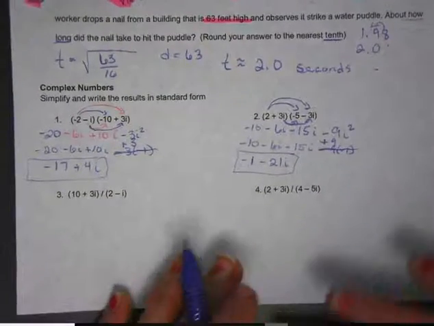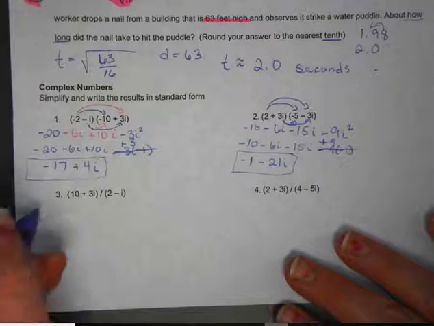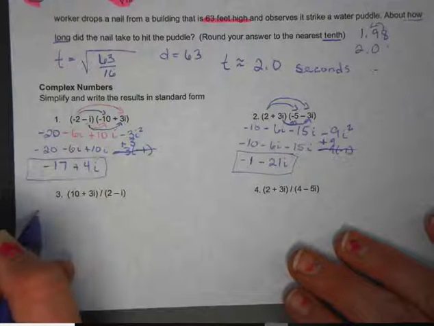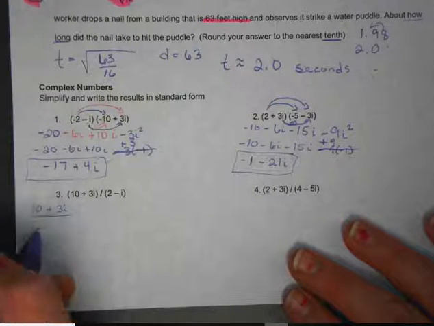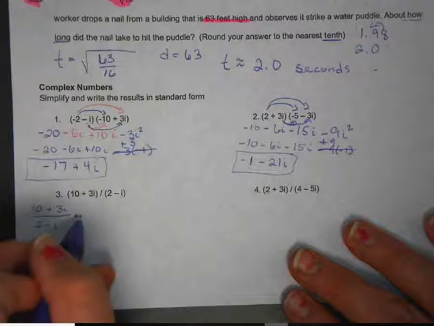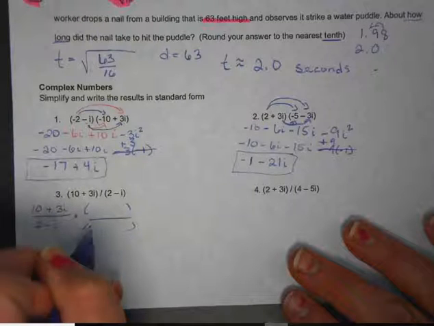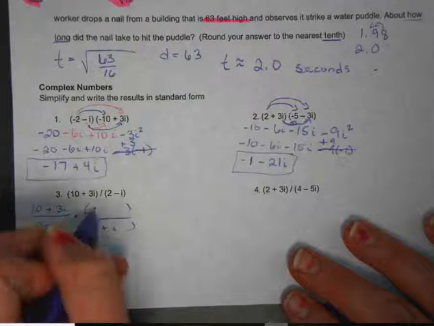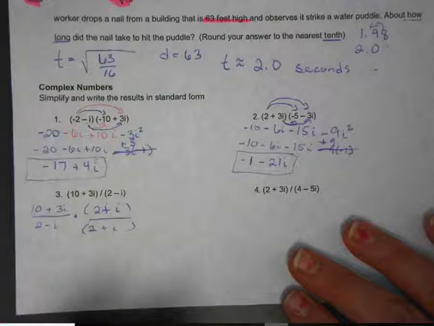All right. So now we have our 10 plus 3i over 2 minus i. Now we don't like having i's in the denominator. So we're going to go ahead and rewrite this as a regular division problem, make it a little easier to see. And remember, to get rid of i's in the denominator, we need to rationalize the denominator. So to rationalize the denominator, we're going to multiply by its conjugate. And remember, that's basically just change the operation.